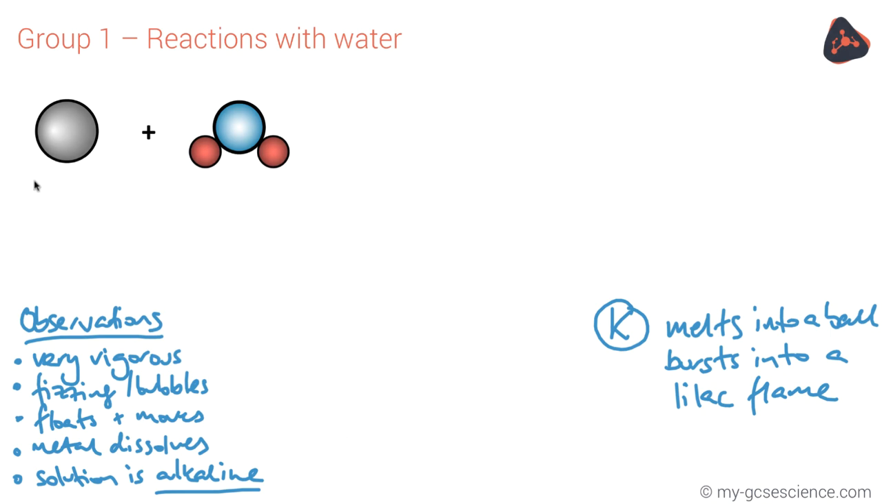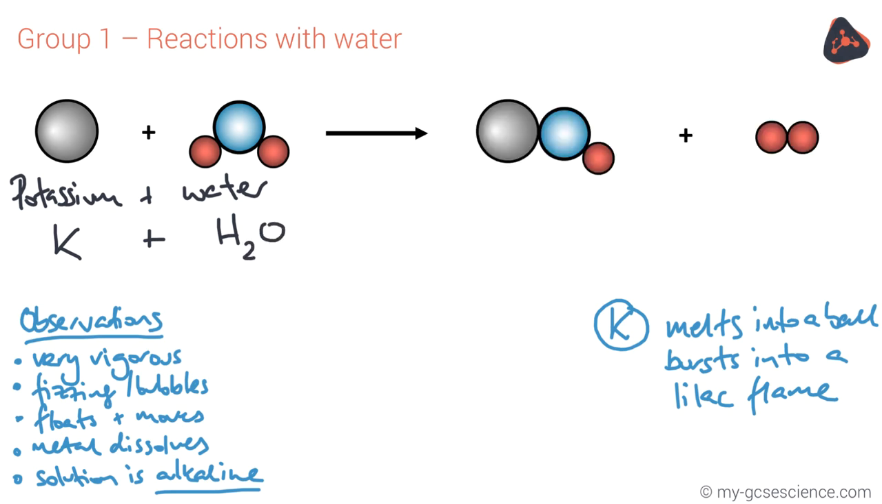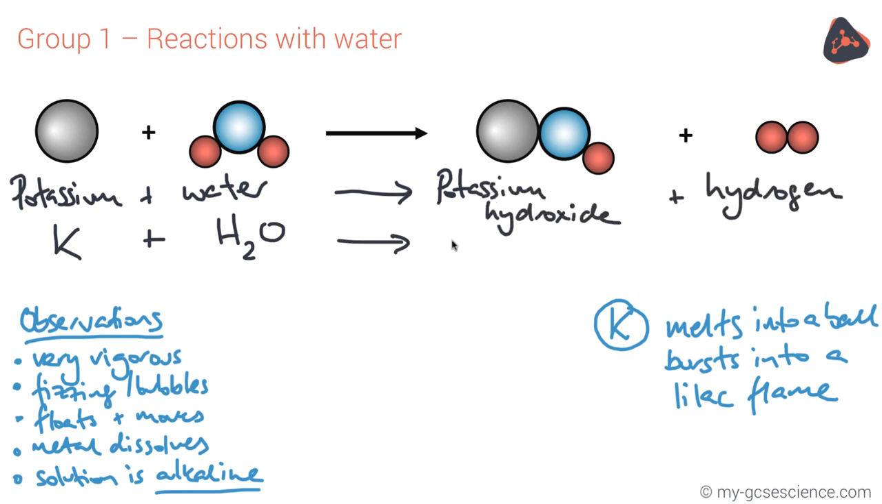Let's have a look at the equation. This time let's use potassium as an example. And remember, we're reacting it with water. Potassium is K on the periodic table and water is H2O. When they react, they form a metal hydroxide, so in this case potassium hydroxide, and hydrogen gas. Potassium hydroxide has the formula KOH.